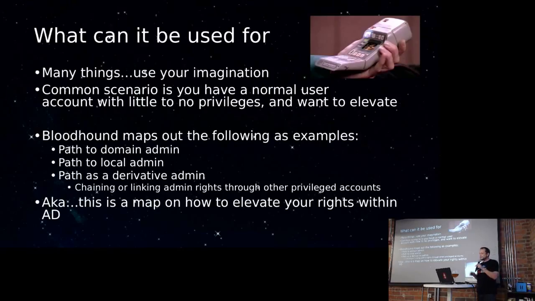Yes. So what can Bloodhound be used for? Different things, use your imagination. But a common scenario is you've got a normal user account on the domain with little to no privileges, and you want to elevate up to a different group, domain admin, whatever it is. This will help you map out the path to get to that. I have the examples: domain admin, local admin, and derivative admin. Derivative admin is linking the admin rights between different accounts to end up where you want to be. And this really illustrates it for you.